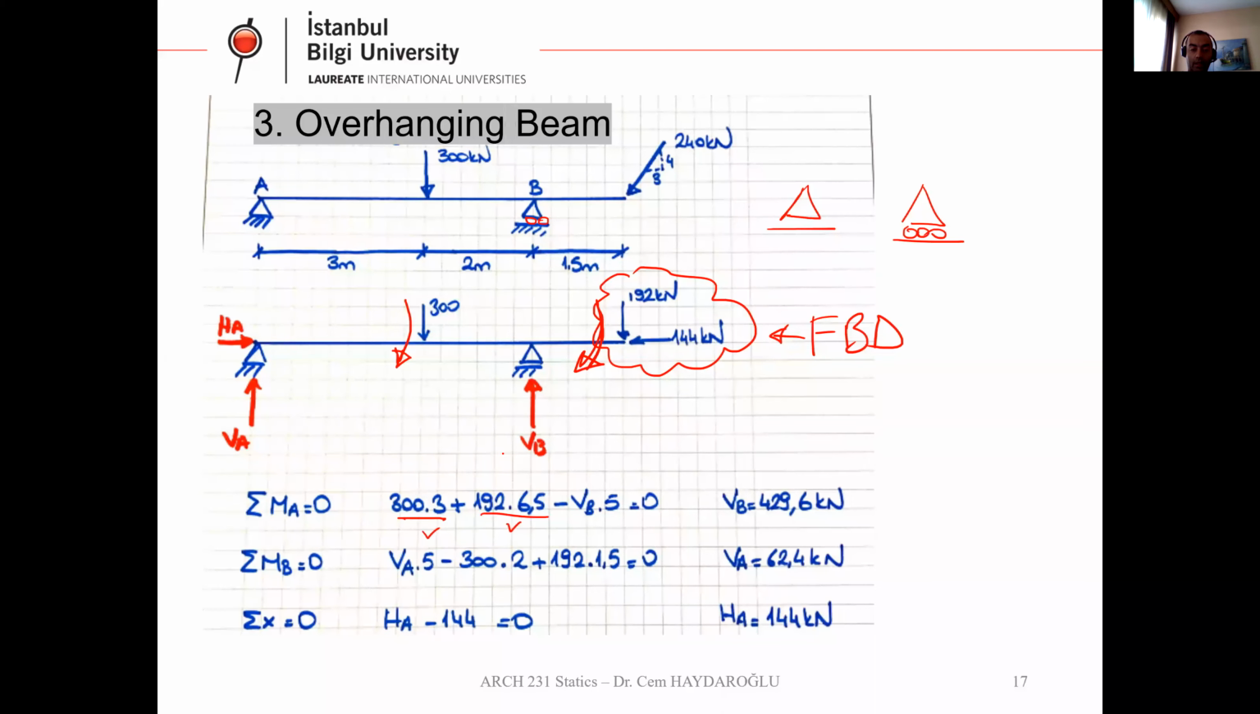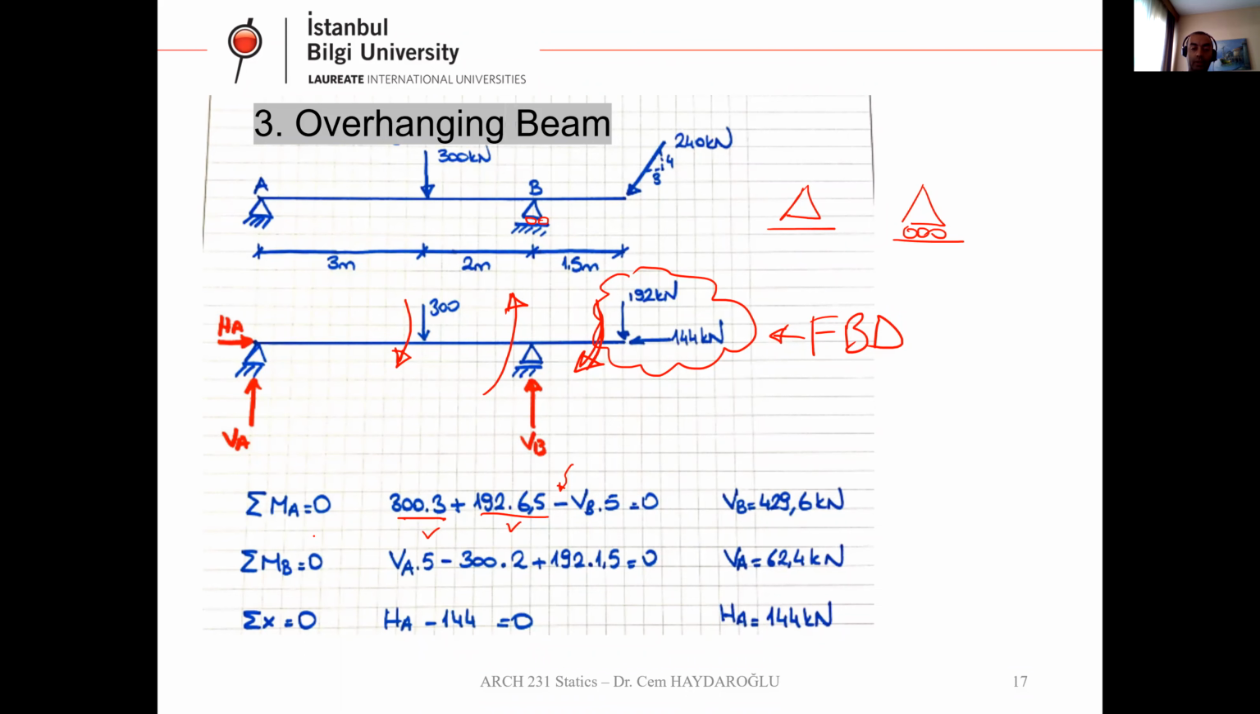That's okay. But I have here vertical B. Vertical B rotates the system in the opposite direction. That's why the moment here is negative. VB times 5. The distance is 5. VB times 5 equals 0. So in this equation, I have only one unknown, which is VB. So we have this equation and one unknown. It's easy to calculate VB, which is 429.66 kilonewton.